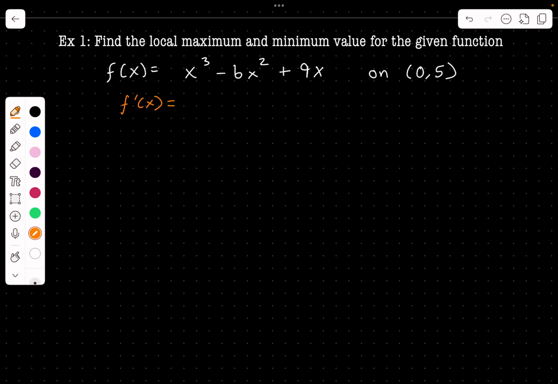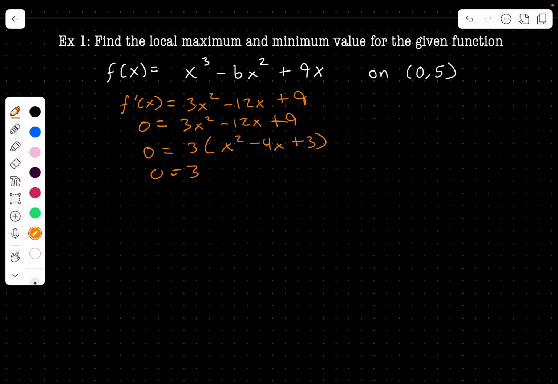To do that, we must first get the derivative of our function. The derivative of our function is 3x to the second power minus 12x plus 9. Now we must set our derivative equal to 0 and factor. Our greatest common factor is going to be 3. When we pull out the 3, we are left with x squared minus 4x plus 3.